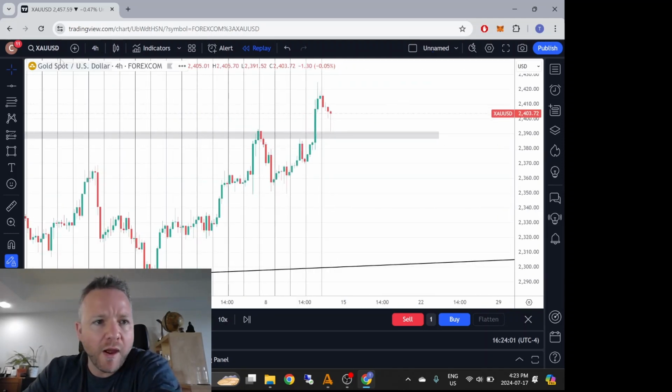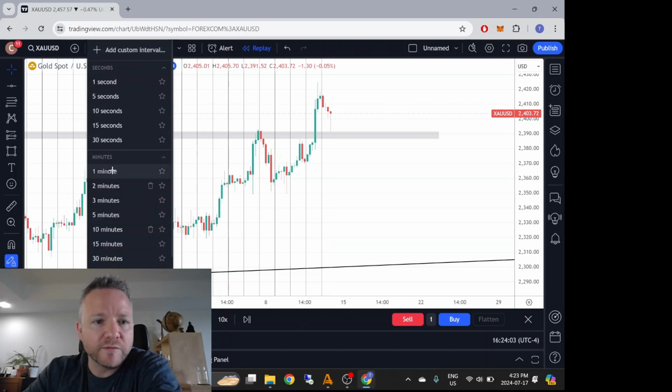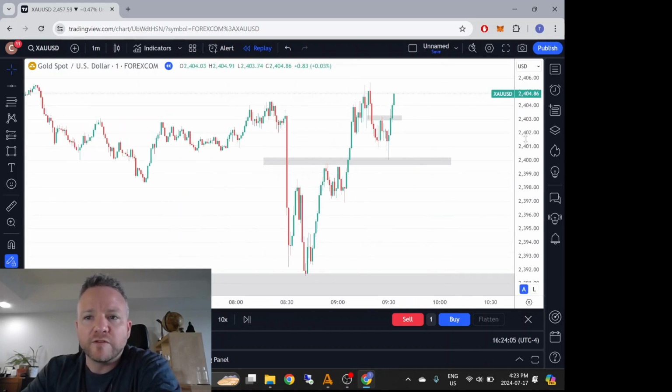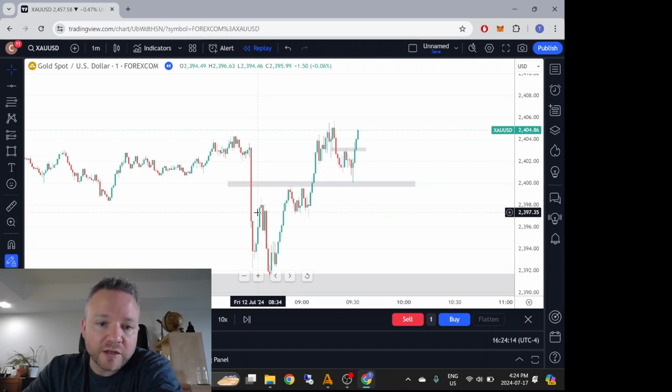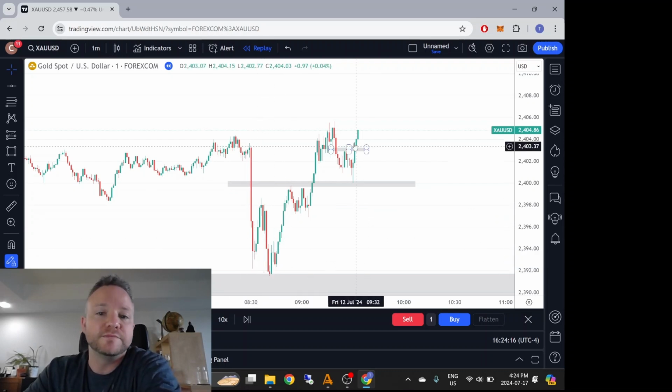Back all the way down to the 1 minute. You've got this whole thing. At this point, I'm looking at buys. You've got right at the opening, it retests this support level, which is on the higher time frame, that retest. You've got a lot of signs looking bullish.